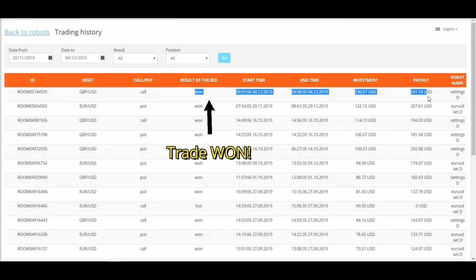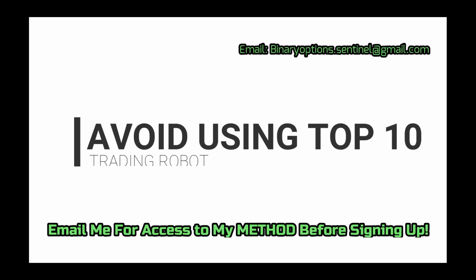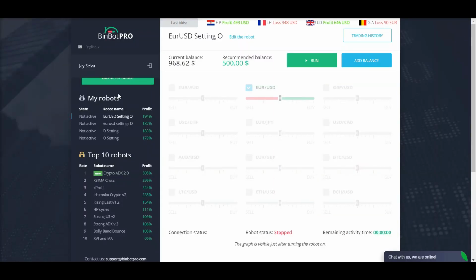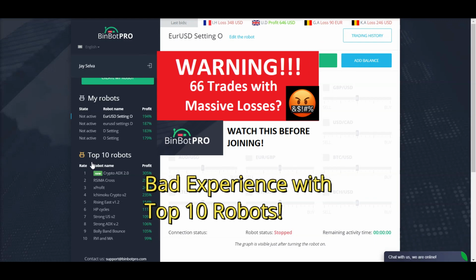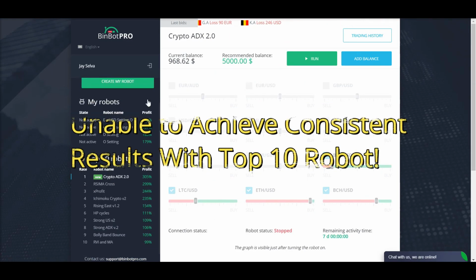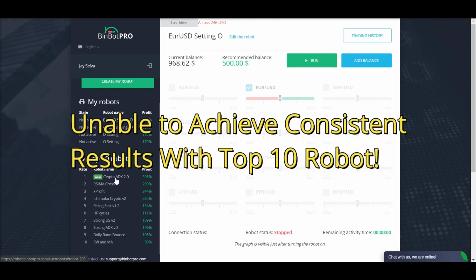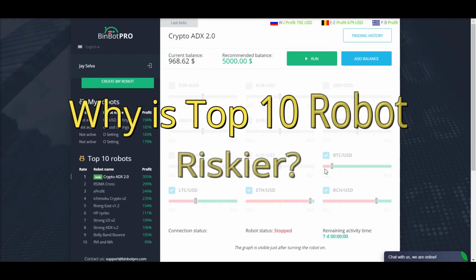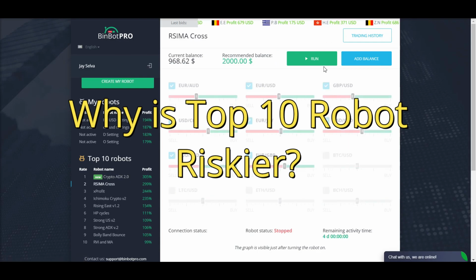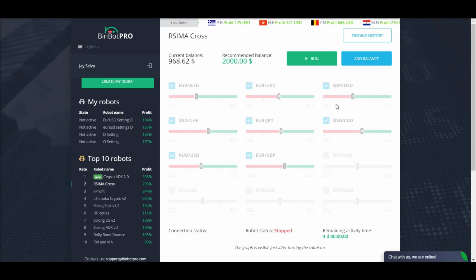However, do note that I avoid using the top 10 trading robot because it pretty much didn't work out for me in the early days of using Binbot Pro back in 2018. Another reason is that it is really hard to be consistent with its trading pattern, and worst of all, it's a lot riskier. Why, you might ask? Because most of the top 10 trading robot has more than one currency selected.